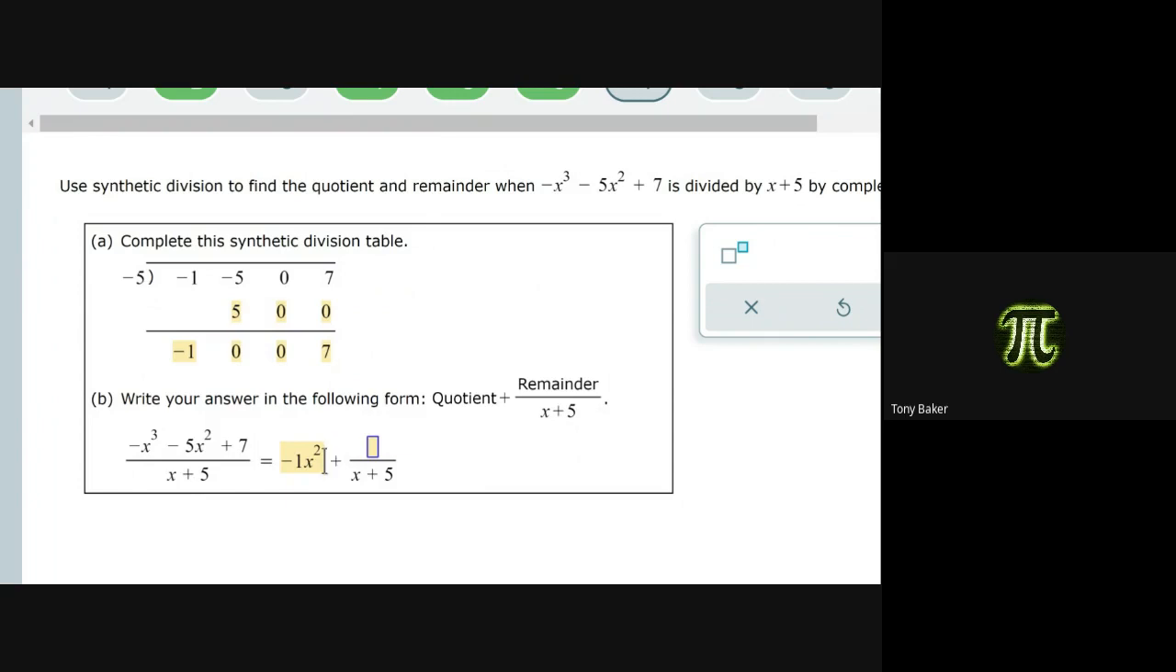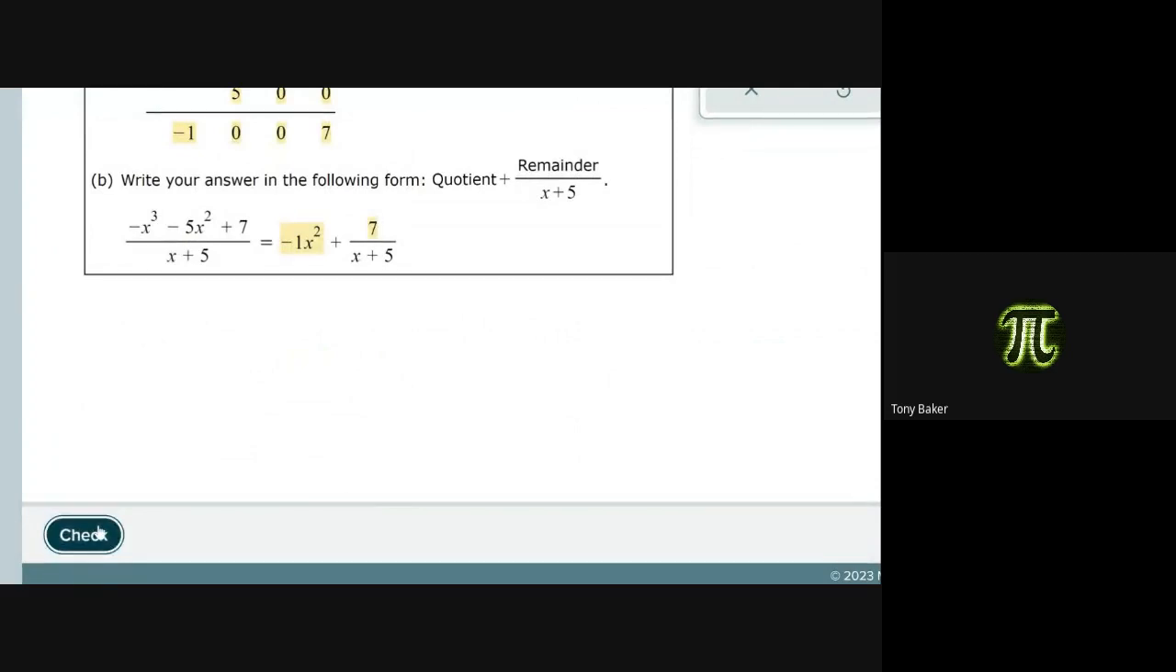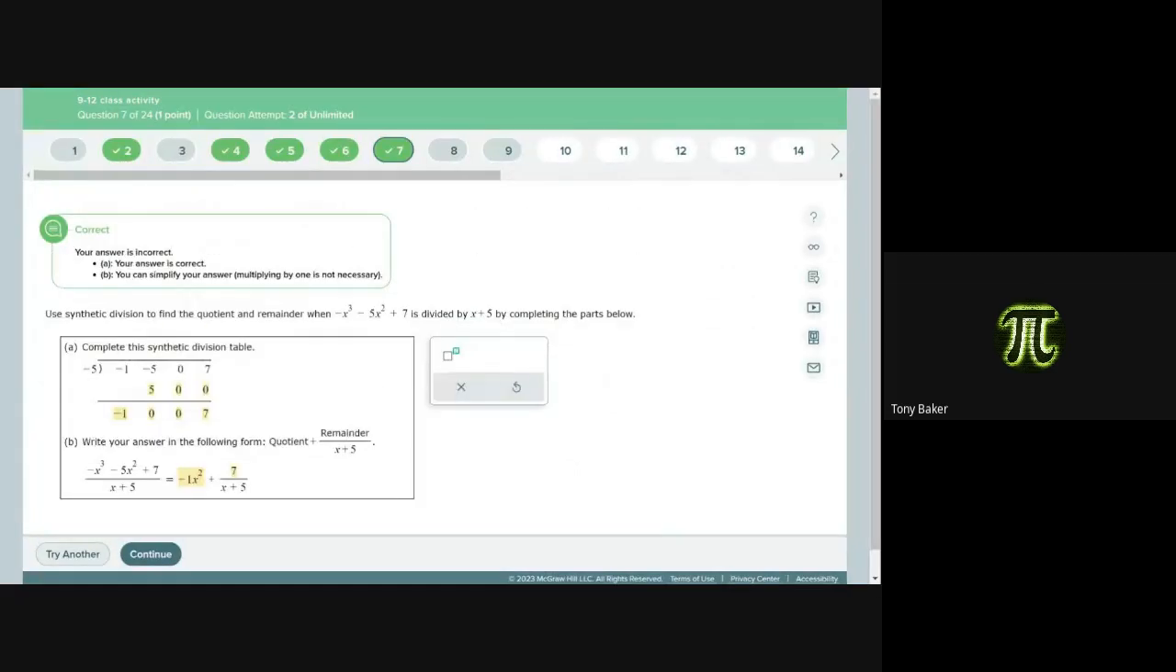And then I don't have to put the zeros, but I would have 0x and then 0. So I don't have to put them. If you put them, it's fine. It will not mark it wrong. So if you put 0x plus 0, it's fine. You don't have to. And then my remainder is the last number, 7. Correct. You can still have a remainder. And actually, that's an important concept in the next major theorem that we're going to talk about.